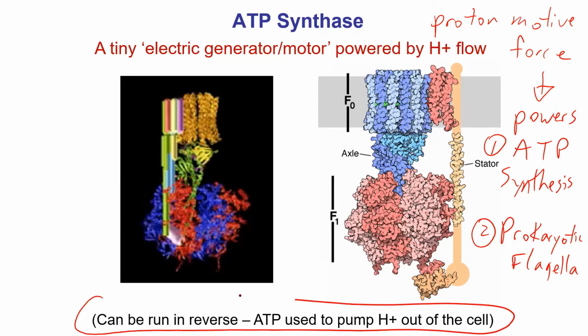The other note, just a footnote here, is that this whole thing can be run in reverse. So what does that mean? It means I can break down ATP and move protons. For example, your stomach has a lot of H+ in it because your stomach is acidic. And so we can make organelles like lysosomes, or we can make organs acidic by consuming ATP. So just another little footnote for you.